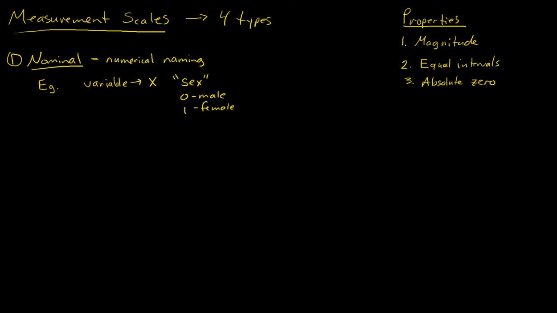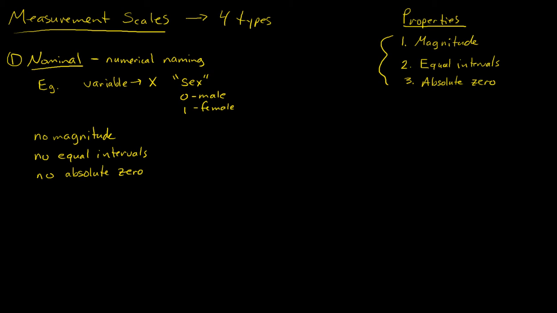And so when we're looking at the nominal scale, we want to keep in mind then that there is no magnitude with this scale. This scale does not have equal intervals, so no equal intervals. And this scale does not have an absolute zero. So relative to our properties over here, the nominal scale doesn't have really any of these properties. Just because you are a 1 for females and males are a 0 doesn't mean that you're better or worse. You can't infer any magnitude here. It just means a category.